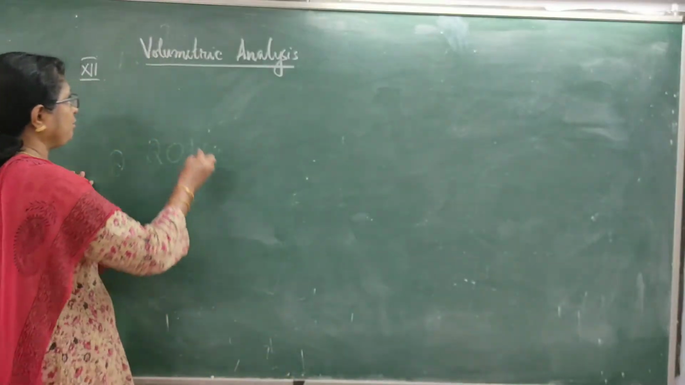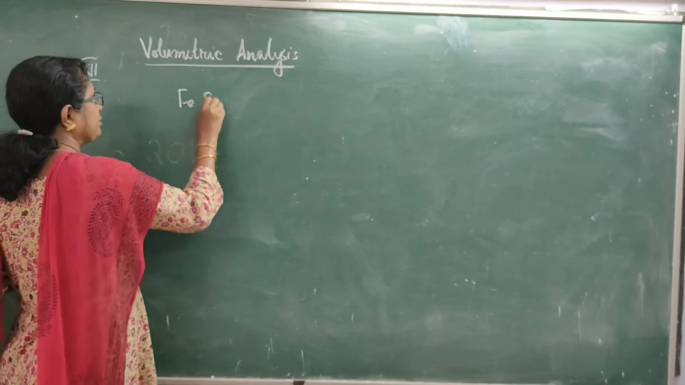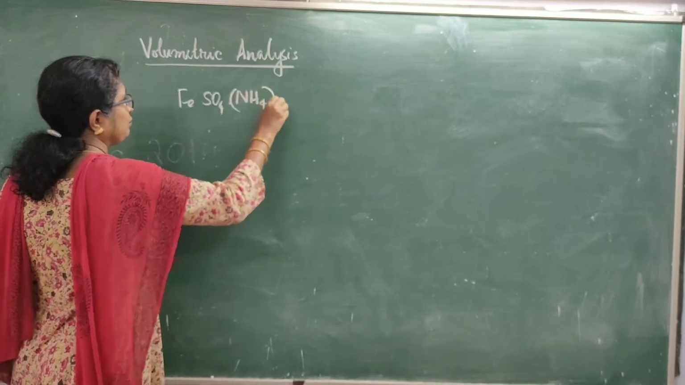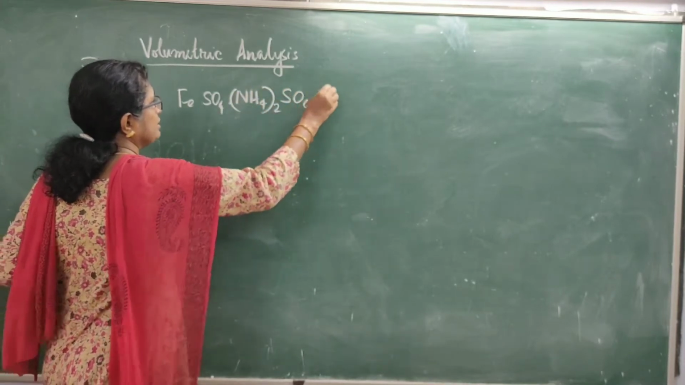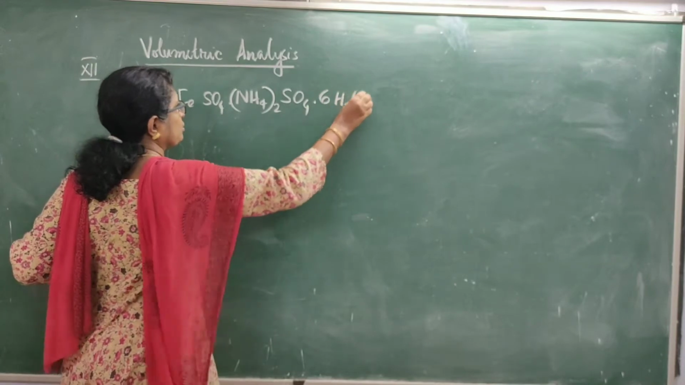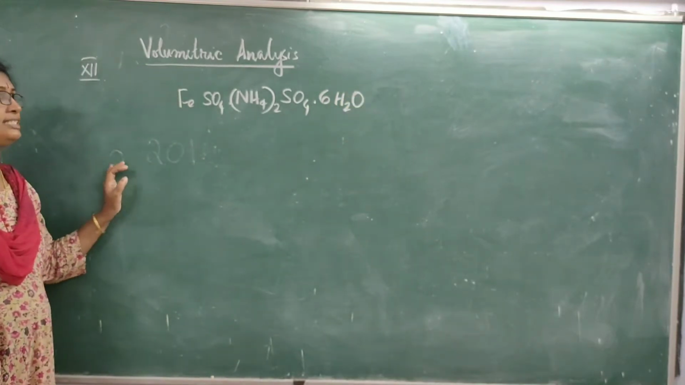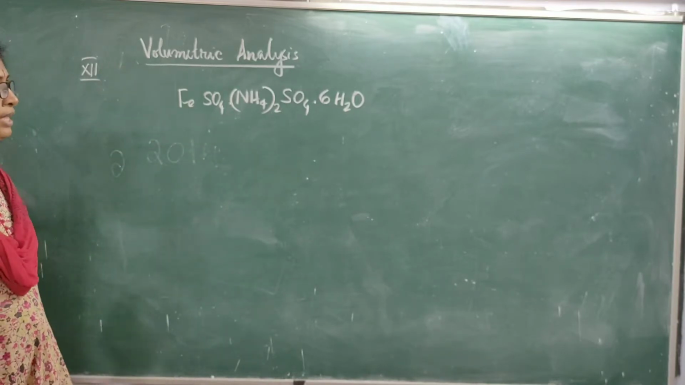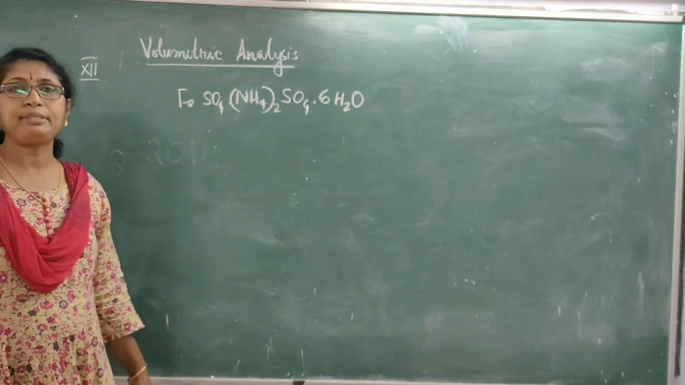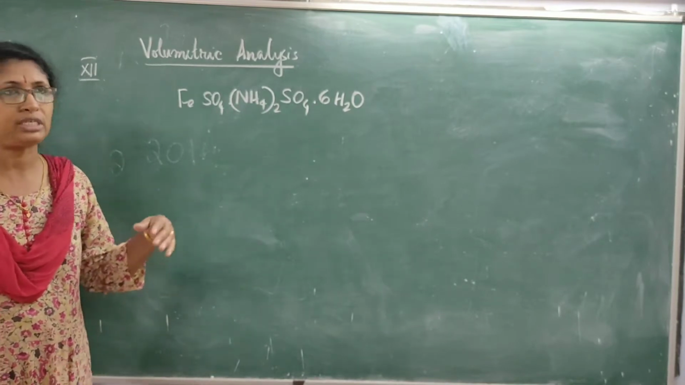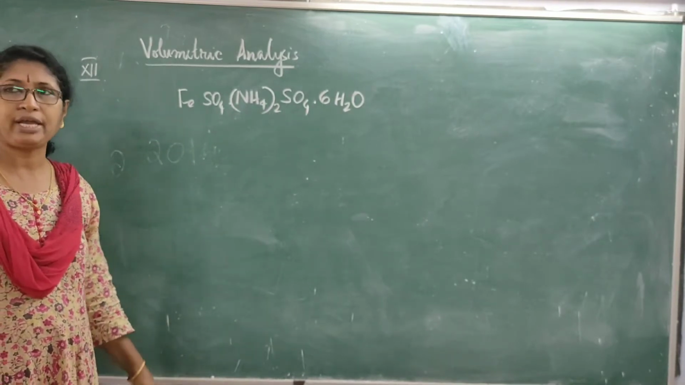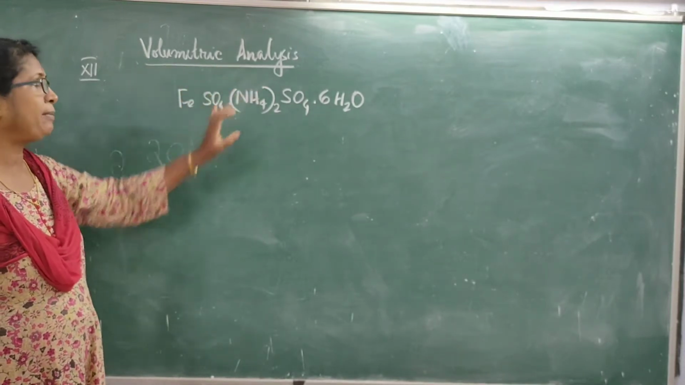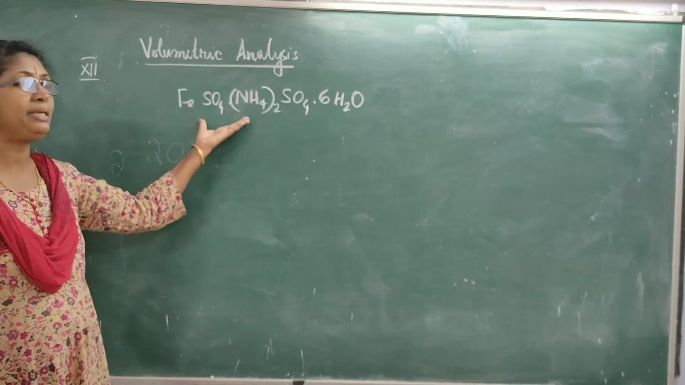Now what is Mohr's salt? Mohr's salt is FeSO4, (NH4)2SO4, 6H2O. The formula of Mohr's salt is FeSO4.(NH4)2SO4.6H2O, and this is a double salt. A double salt is a salt which, when dissolved in water, splits into its constituent ions. So you will get Fe2+ ions, sulfate ions, ammonium ions, etc. All these ions will be there in the aqueous solution.